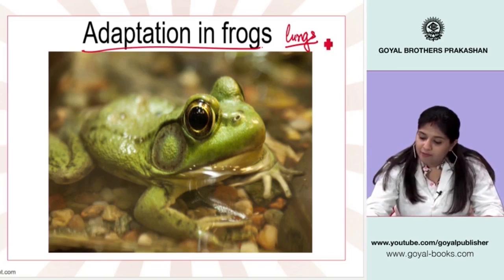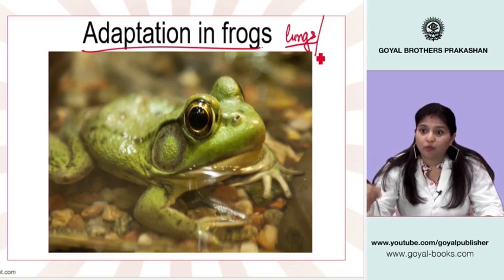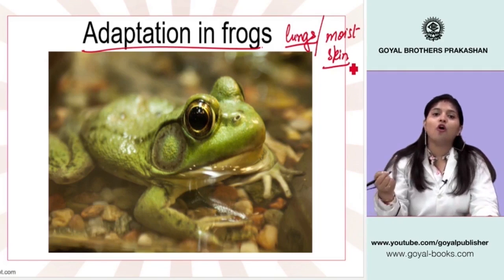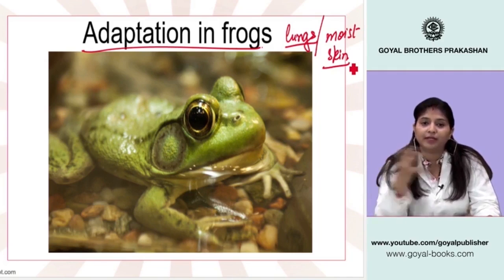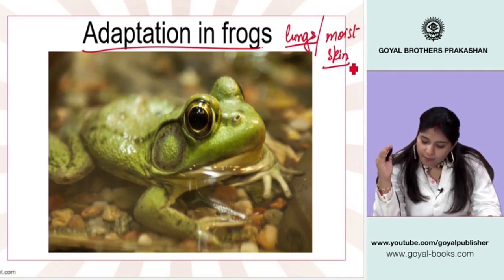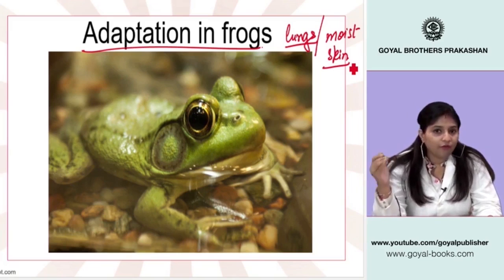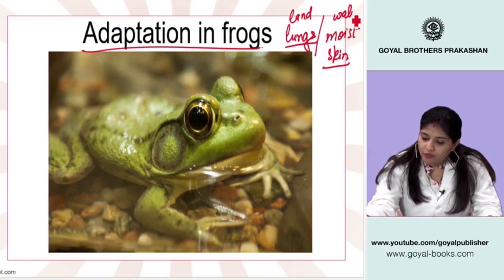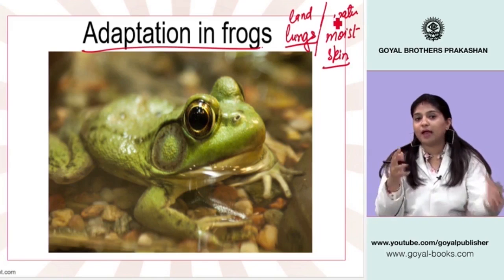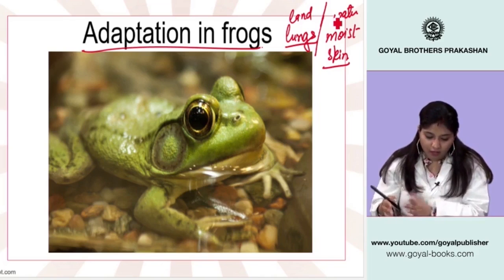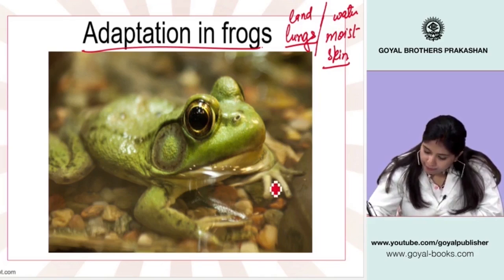Then apart from that, for respiration in the water, they have moist skin, right? This moist skin helps in the exchange of gases. That means oxygen will be taken in and carbon dioxide will be lost because of the moist skin, which helps in the process of respiration. So you see, this is for land and this is for water. So we see how the frog is adapted for respiring both on land as well as in the water. Then again, they have webbed feet, right?